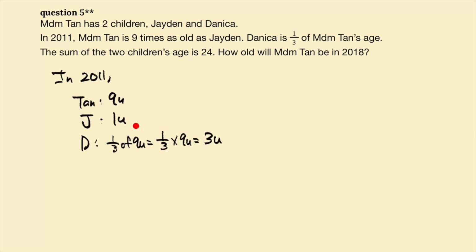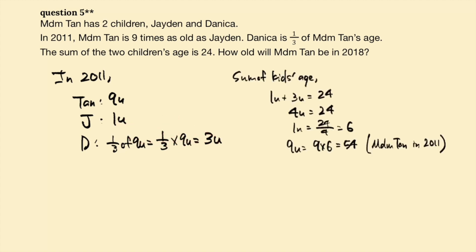The sum of the 2 children's age is 24. Well, we can form an equation there. 1U plus 3U is 24. 1U is therefore 6. Okay, so Madam Tan's age, 9 units, therefore 54. But that was in 2011. So in 2018, which is 7 years ahead, you're just going to add 7, and the answer is 61.